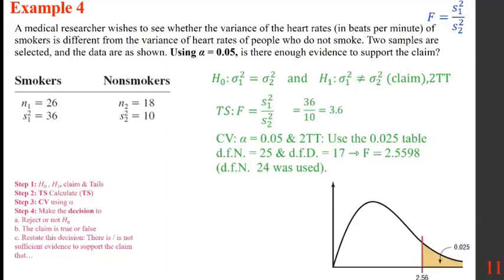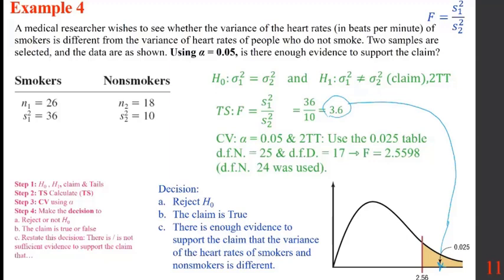So notice the area is 0.025. Now, where is the test statistic? When you look at it, it's way into the rejection region, where you reject H0. Because you're rejecting H0, loosely put you're accepting H1, the claim becomes true, and you know the rest. So, reject H0, the claim is true: there is enough evidence to support the claim that the variance of the heart rates of smokers and non-smokers is different.